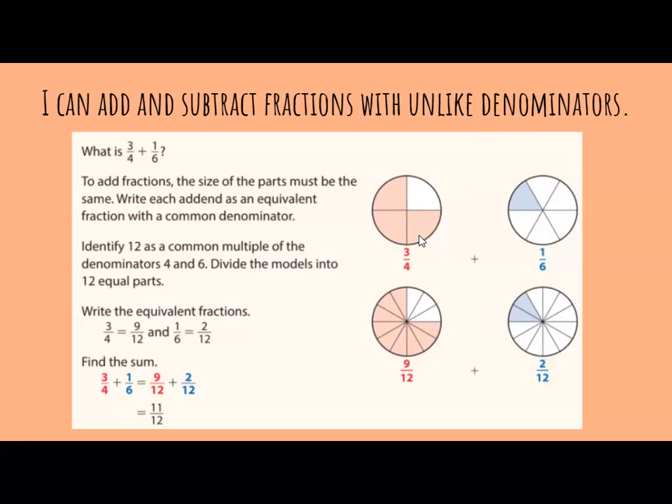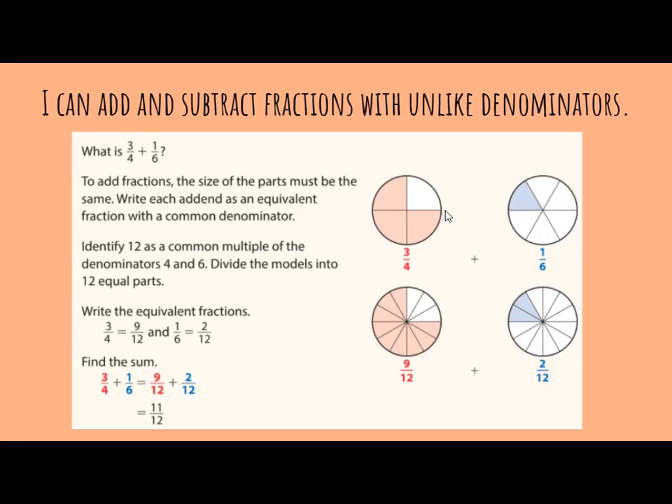So if we see we have 4 pieces to this circle and 3 of them have been shaded in, so that represents 3/4. And then our second circle, we have 6 pieces and 1 piece is shaded, so that represents 1/6. Well, if we want to add these two fractions, we have to make sure that the size of the parts are the same. We can't add fourths to sixths because their parts are different sizes. So we have to write each addend as an equivalent fraction with a common denominator.